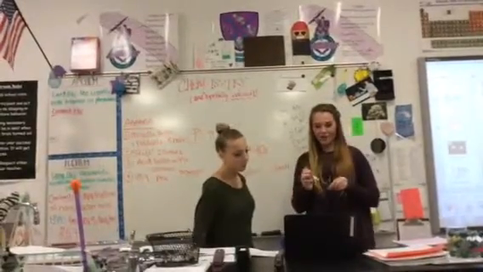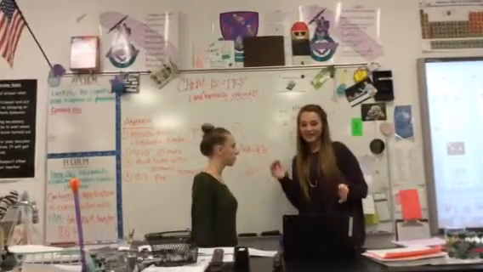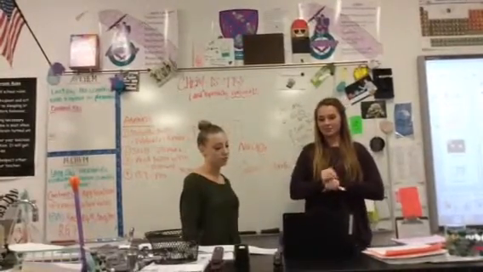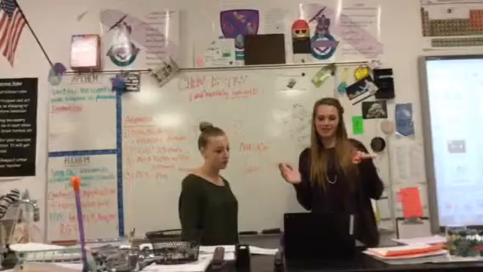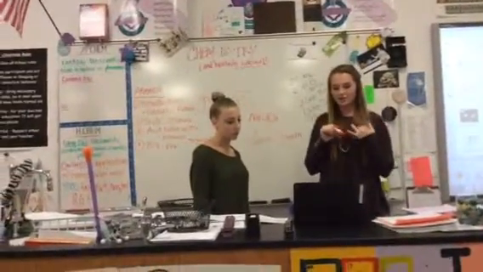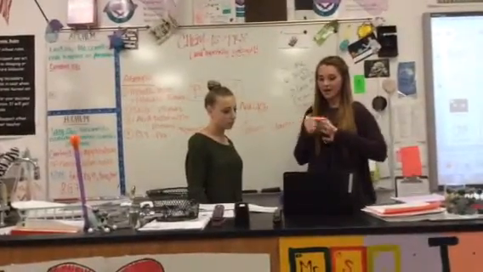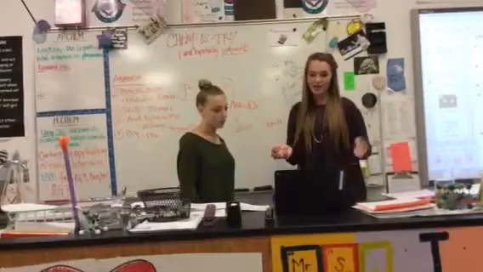Now we'll be looking at covalent compounds, which personally I find a bit easier. When looking at covalent compounds, the prefixes are most important. We have mono, which means one, di, two, tri, three, tetra, four, penta, five, hexa, six, hepta, seven, octa, eight, and nona, nine. That's a lot.